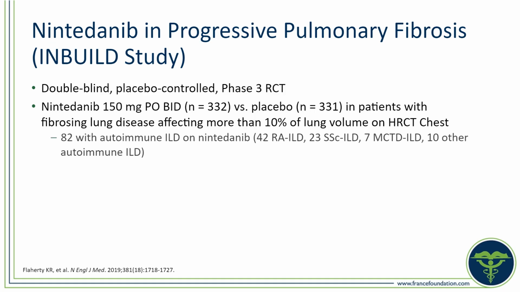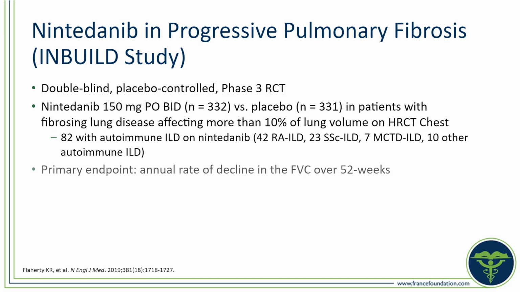In this trial, there were 82 patients with autoimmune ILD or SARD-ILD. And of these, 42 had rheumatoid arthritis ILD, 23 with SSc-ILD, 7 with mixed connective tissue disease ILD, and 10 with other autoimmune ILD. The primary endpoint here was an annual rate of decline in FVC over 52 weeks.